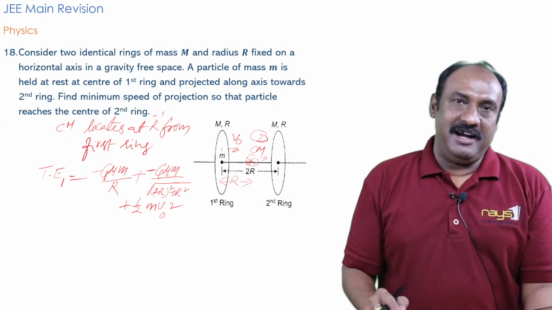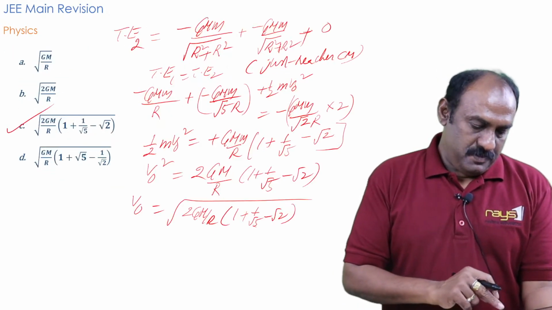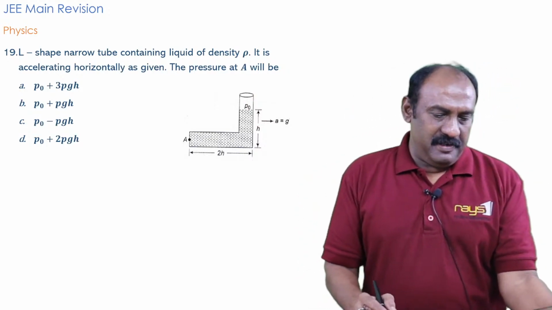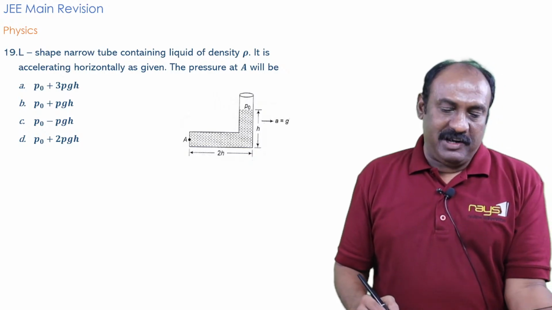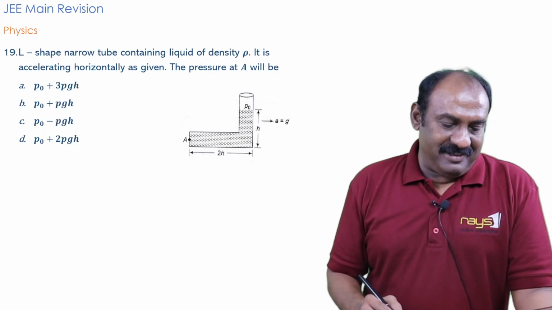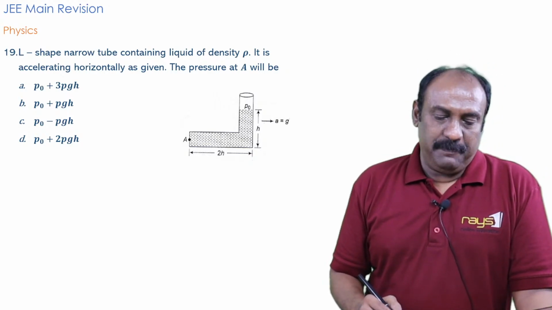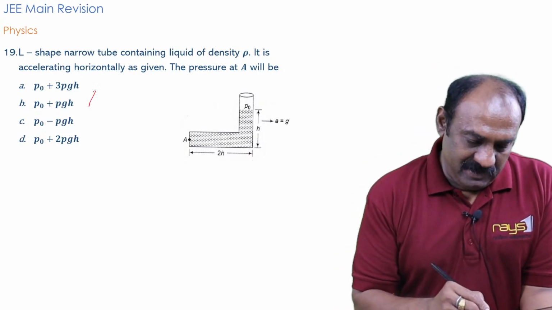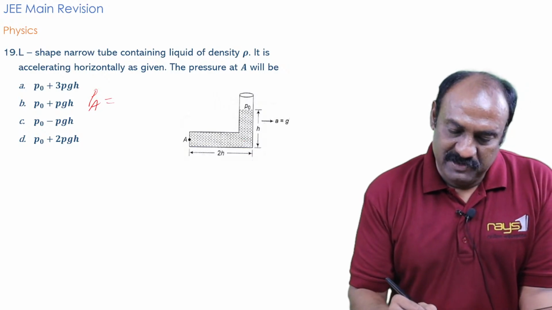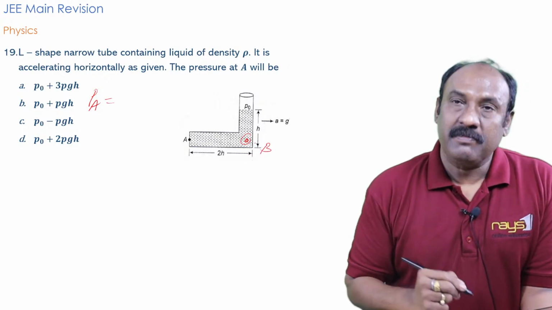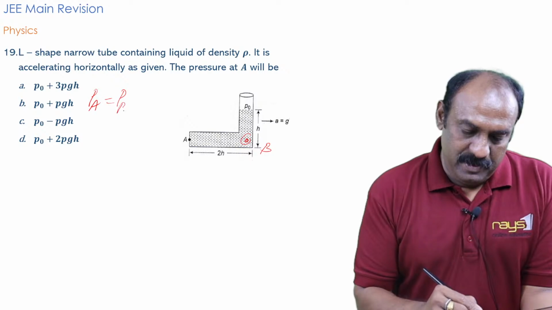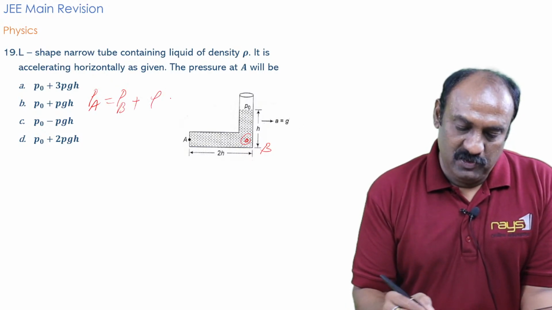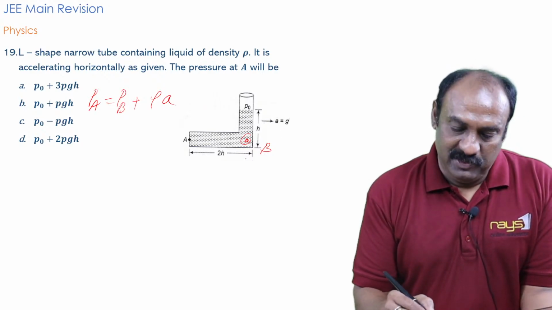It is another standard model question. Question number 19. The L-shaped narrow tube containing liquid of density rho is accelerated horizontally as given. The pressure at point A is, so pressure at point A is equal to pressure at, suppose it is point B, plus, as it moves with an acceleration a, rho into the acceleration of this vessel into this distance 2h.